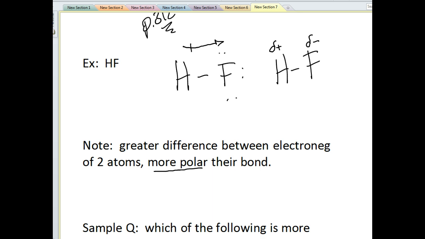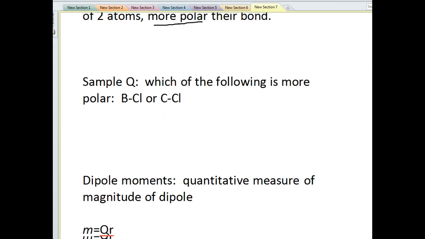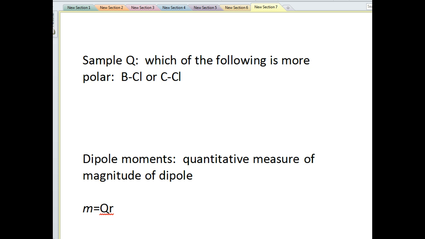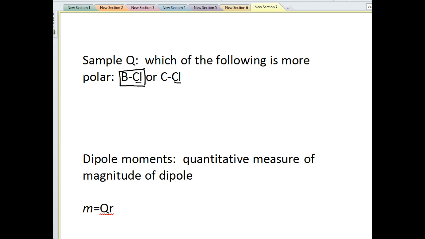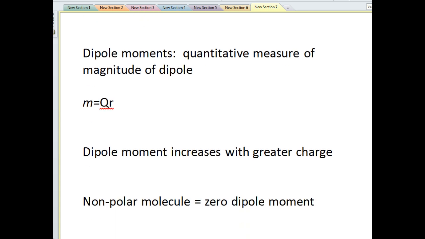So here's a sample question. It says, which of the following is more polar, a B-Cl or a C-Cl bond? Both of them are nonmetals, and the Cls are consistent, so we just look at the periodic table for positioning. Boron is further to the left on the periodic table, so we would expect it to have a lower electronegativity, so this bond would be more polar than the other bond. Carbon and chlorine are closer together on the periodic table, so we wouldn't expect them to have the more polar bond. We could actually subtract the values too by looking them up on a table if we needed to.